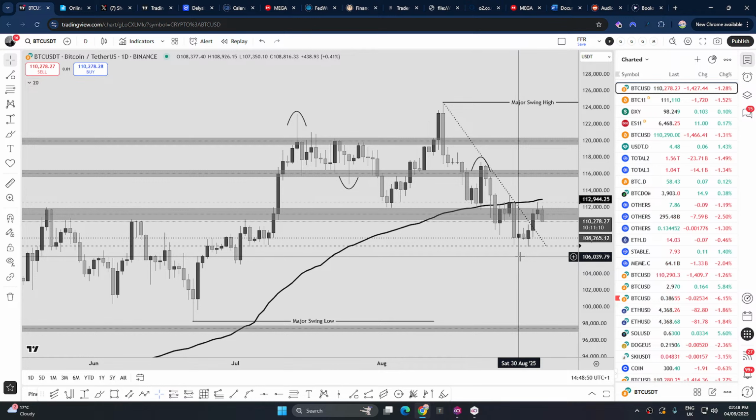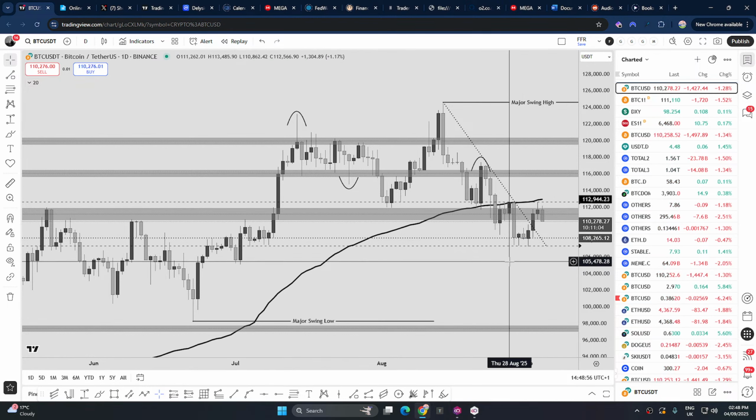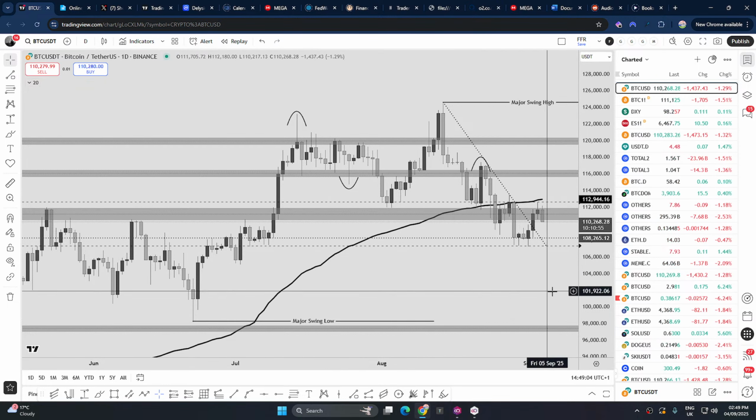Although this bounce at 107,000 was not arbitrary at all. If you are thinking that this was just a random bounce, this was not really the case. It was not an arbitrary bounce. It was at the 65% fib level. But again, this is something that we will be talking about later on.